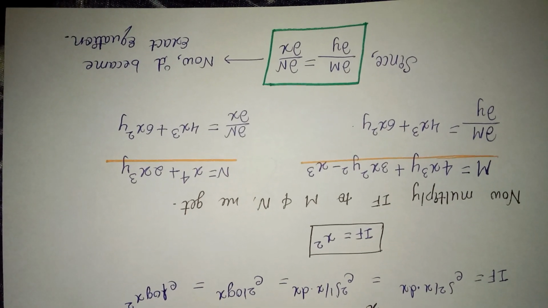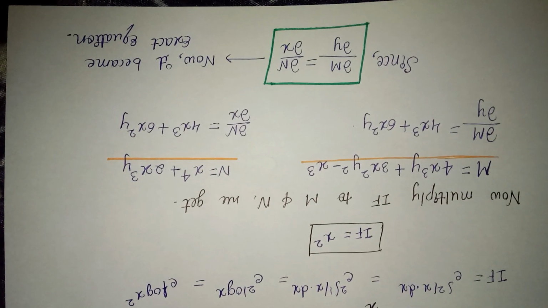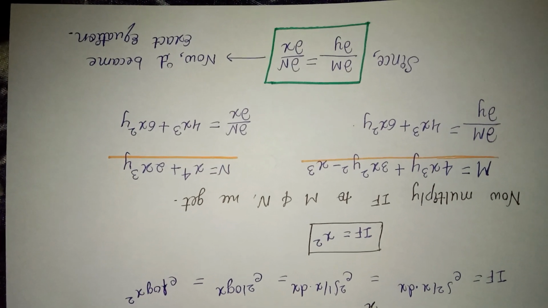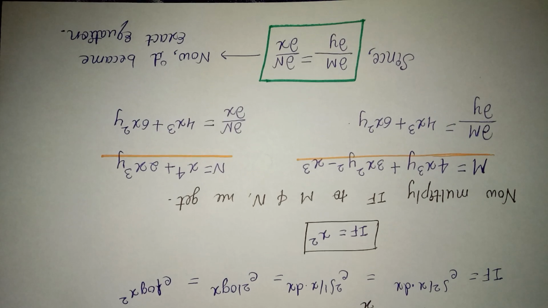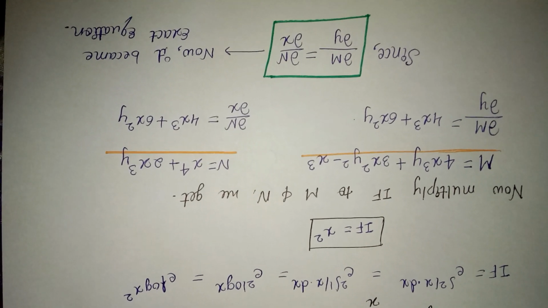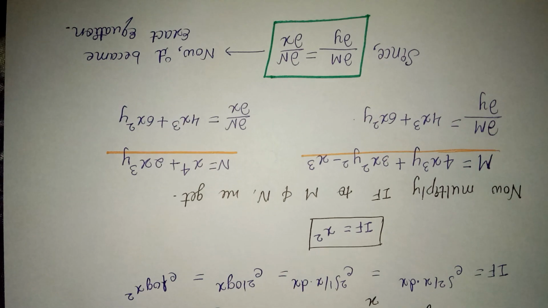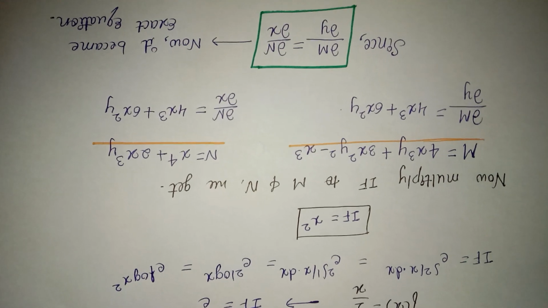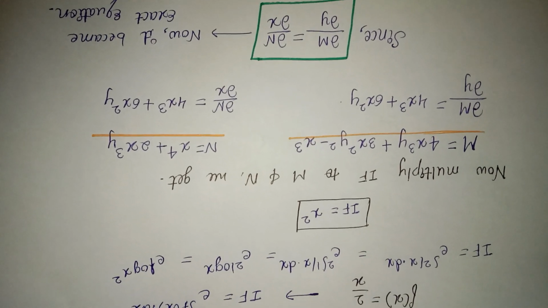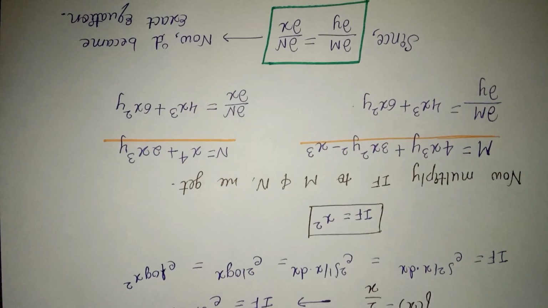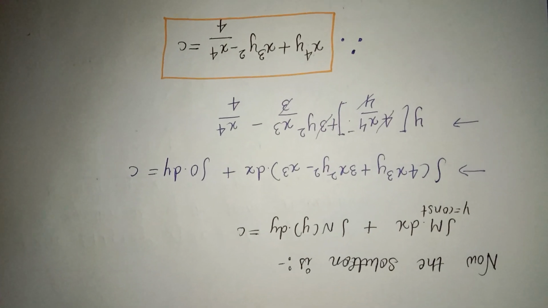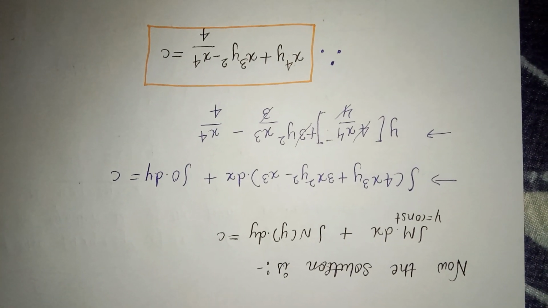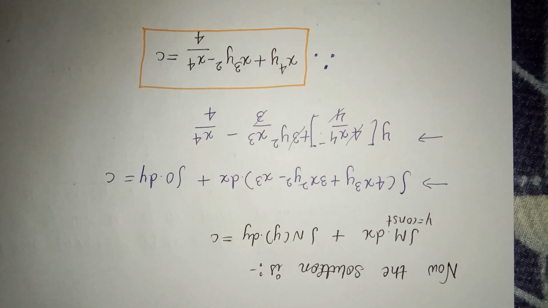4x cube y plus 3x square y square minus x cube is the new value of M, and x to the power of 4 plus 2x cube y is the new value of N. Now we find ∂M/∂y and ∂N/∂x. Now both are equal, so it has become an exact equation. If it does not become an exact equation, you have to follow this multiple times until it becomes equal. Since ∂M/∂y equals ∂N/∂x, now we can find the solution: the integration of M dx plus the integration of the terms of N free of x dy equals c.